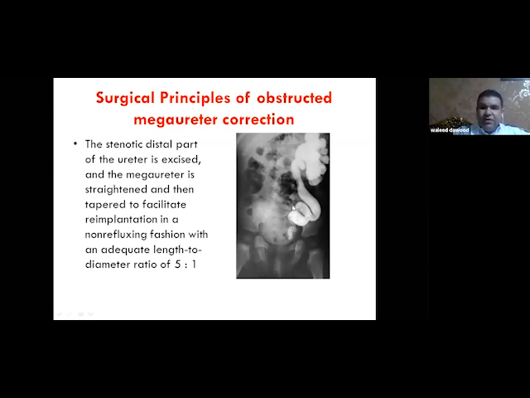The principles of surgery in obstructed megaureter: we should excise the stenotic segment, straighten the ureter, taper the ureter if hugely dilated, and also obey the rule of a 5:1 ratio of tunnel length to diameter of the ureter.